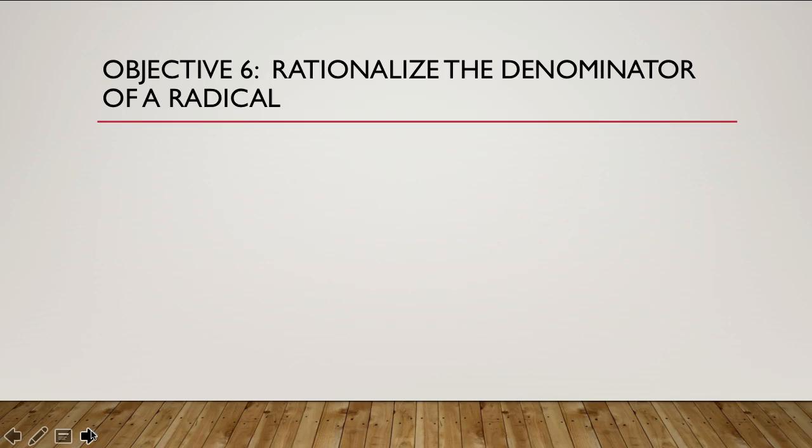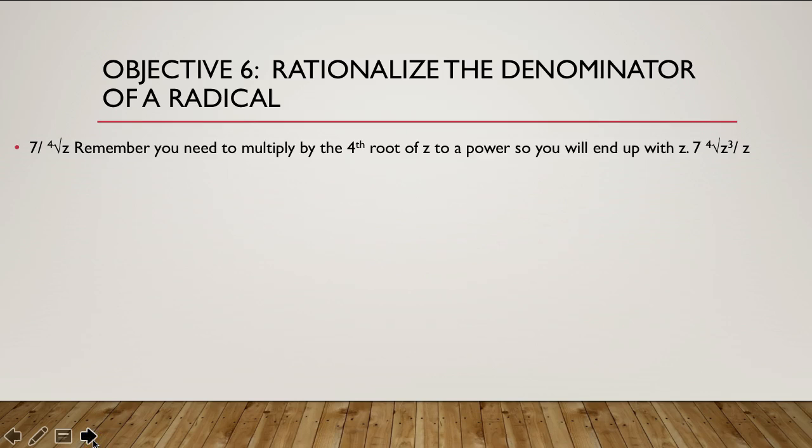Objective 6, rationalize the denominator of a radical. 7 divided by the fourth root of z. Remember, you need to multiply by the fourth root of z to a power so that you will end up with just a plain z in the denominator. In order to do that, you have to multiply by the fourth root of z to the third.